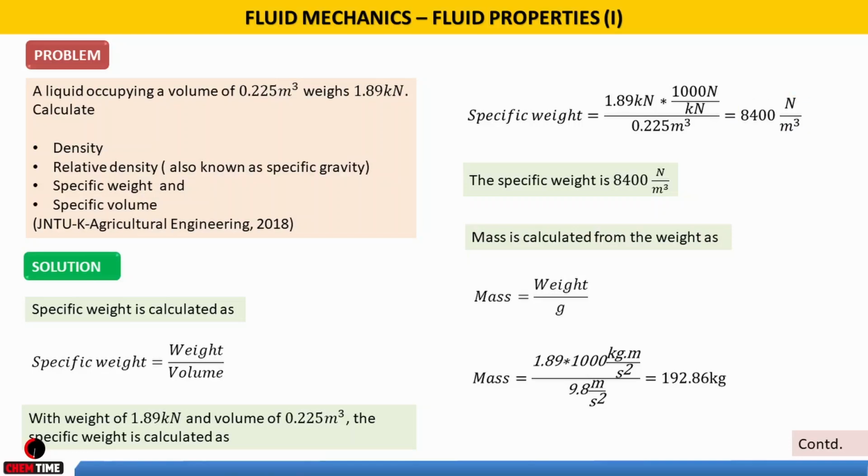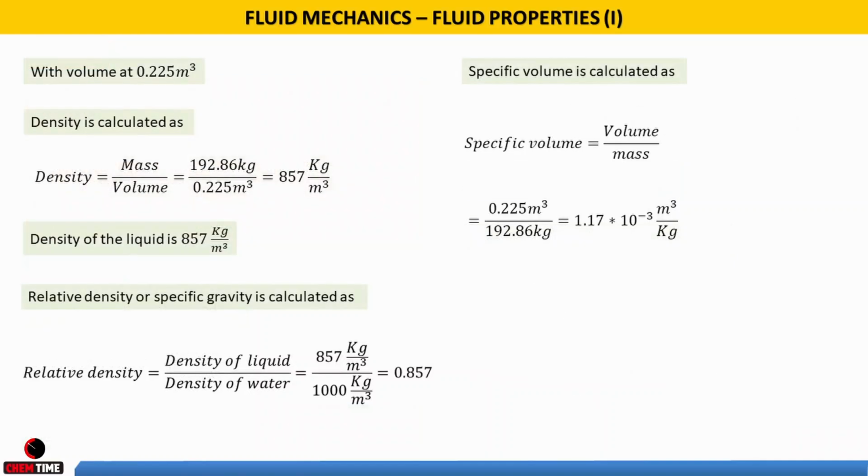The mass of the liquid can be calculated as weight by g. g refers to acceleration due to gravity. Weight is 1.89 kilonewtons, that is 1.89 into 1000 newtons. Newtons can be expressed in terms of kg meter per second square. Therefore, mass is equal to 1.89 into 1000 kg meter per second square divided by 9.8 meters per second square, which gives rise to 192.86 kg.